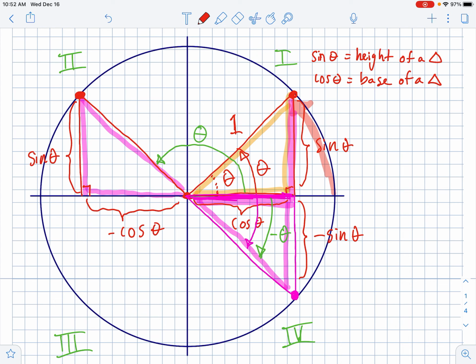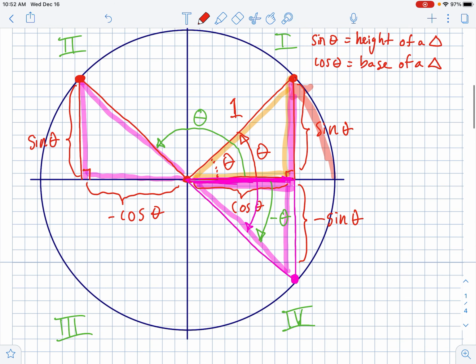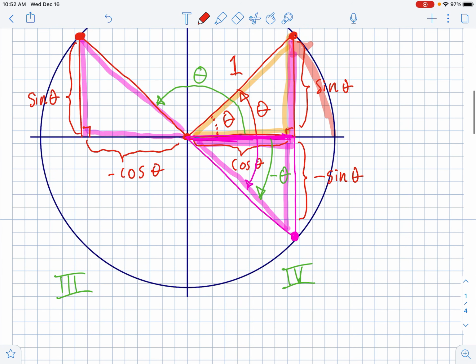Based off of all of that, there are these rules that the book comes up with. I don't think you really need to know these rules. I just always draw a circle and figure out where the triangle lands and figure out if my signs are going to be positive or negative. But there are some tricks that some people use. I'm not a huge fan of these equations, but I'll give them to you.